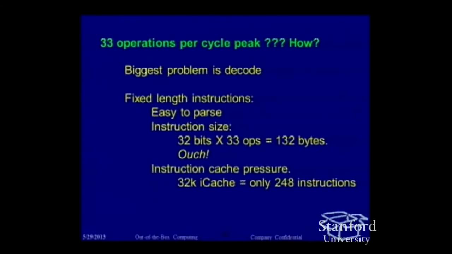The other side of that problem is instruction cache pressure. You can't have unlimited instruction cache. Everybody needs more instruction cache, but the bigger they are, the further they are from the functional units, and the longer they take, and you start paying in your cycle time. Well, if you have a typical size of a 32K instruction cache, and they are occupying 132 bytes each, you only get 248 instructions in that cache. And as a rule of thumb, you need at least 1,000 instructions in your top-level cache, so we're a long way from that.